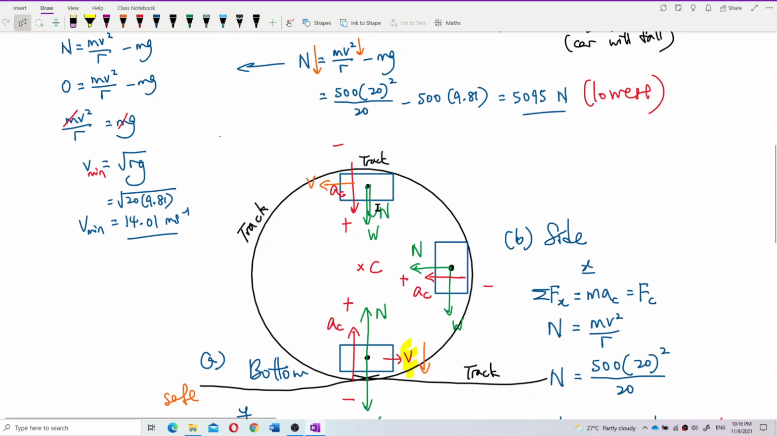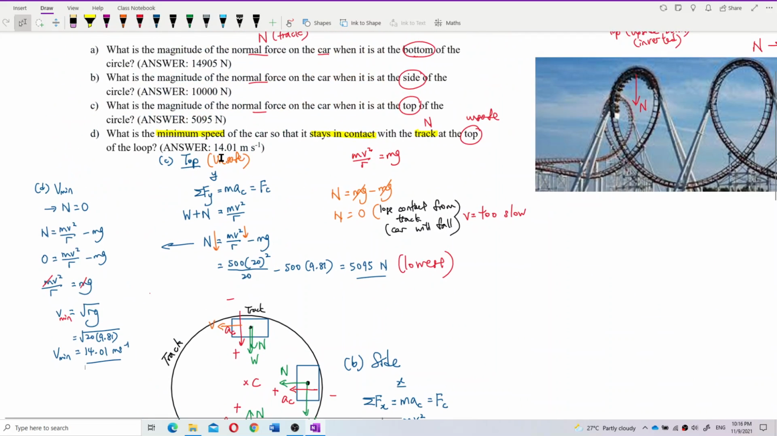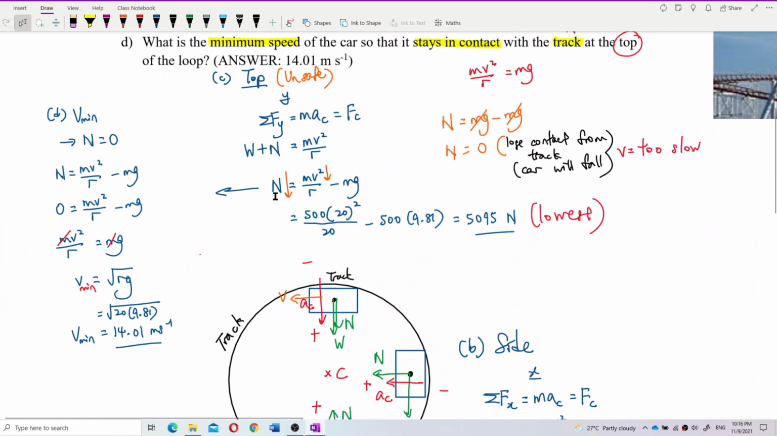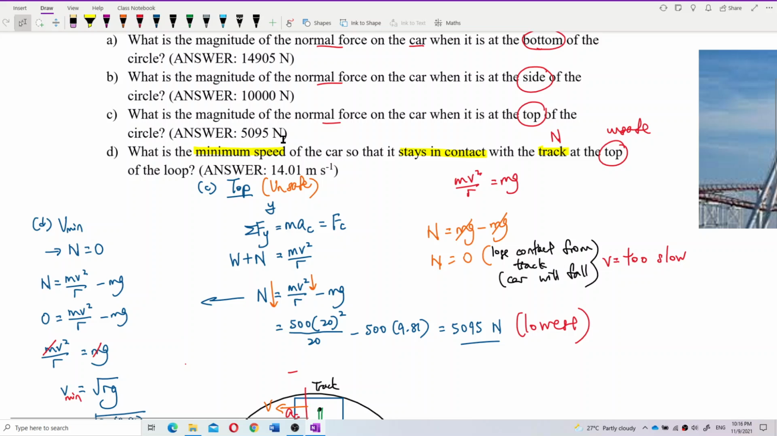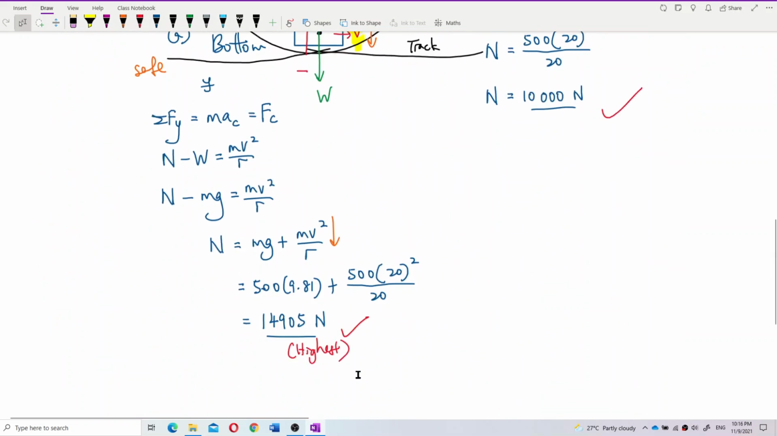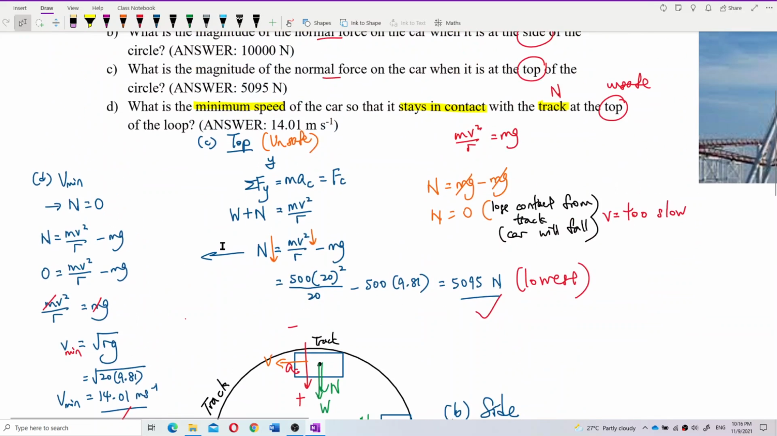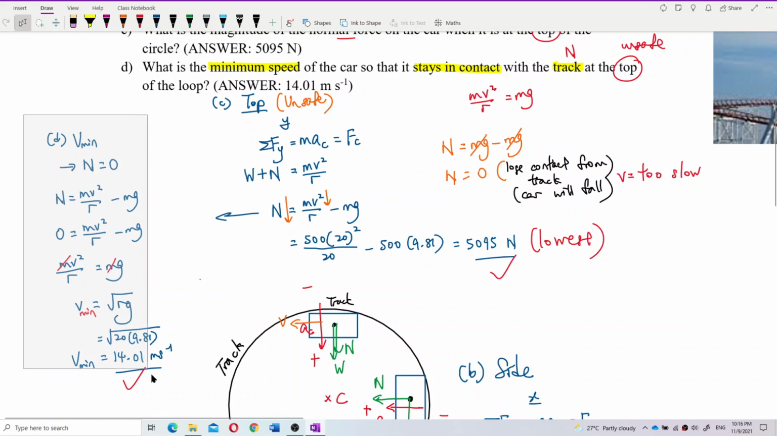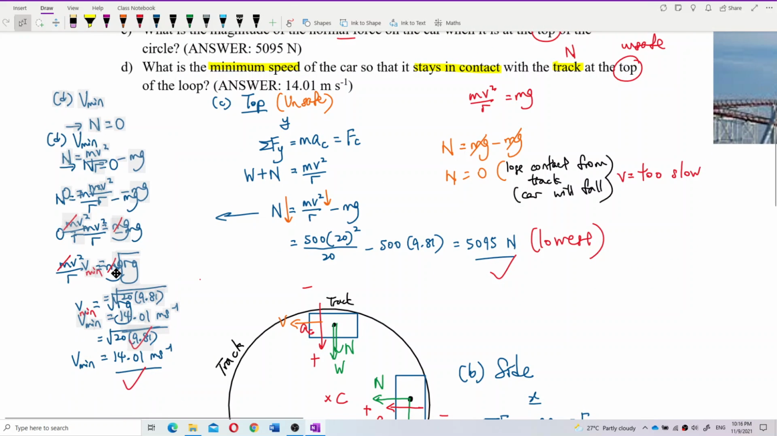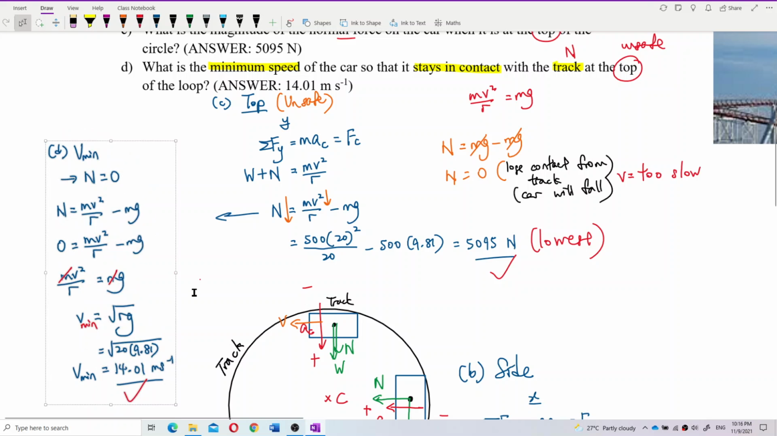Okay, is that correct? Yeah, 14.01. That's correct. For the rest, 509, yeah, is also correct. So the rest are also correct. So that's the minimum speed for the car.